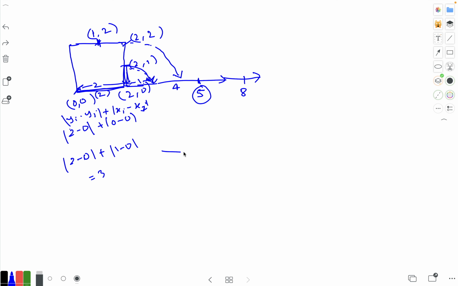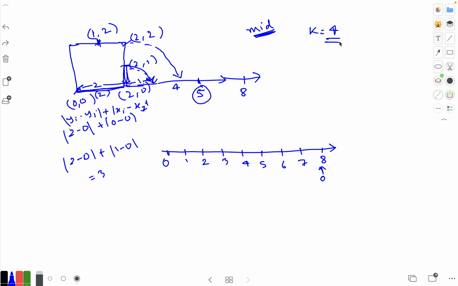So let me write down the number line again. This is 0, then 1, 2, 3, 4, 5, 6, 7, 8. And this point is again the 0 point, right? This is not a separate point. So we were trying out for the mid distance. If with that distance it is possible to select 4 points or not, right? So where we have points at 0, at 2 we have, then at 3 we have, and 4 we have, at 5 we have.